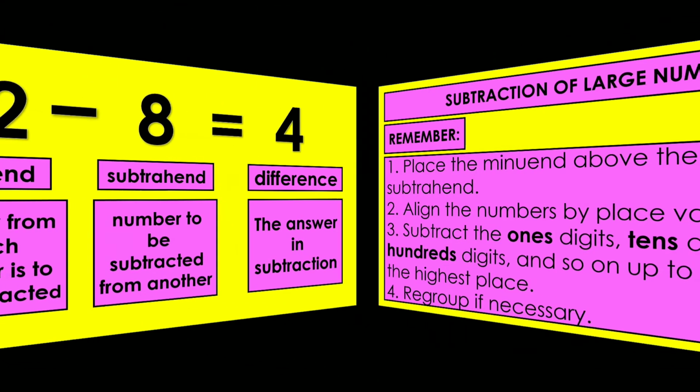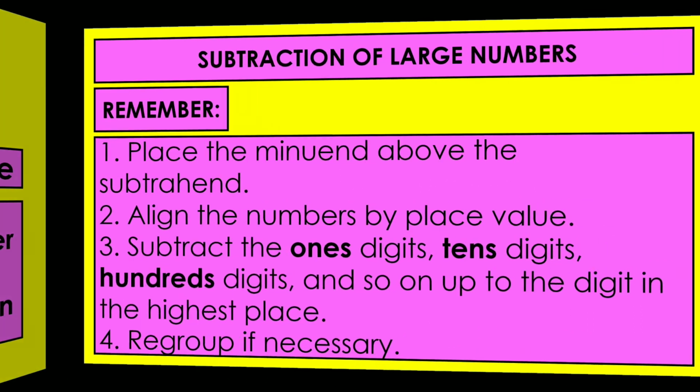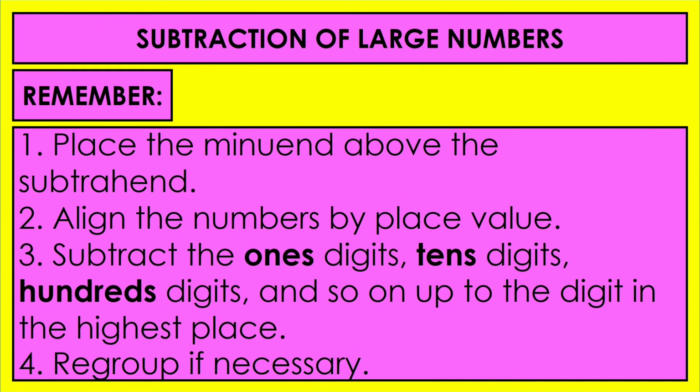Let's have now the rules on how to subtract numbers. You have to remember the following. First, place the minuend above the subtrahend. Second, align the numbers by place value. Third, subtract the ones digits, tens digits, hundreds digits, and so on up to the digit in the highest place. And then, regroup or use borrowing if it is needed or necessary. Let us now apply the rules in our examples.